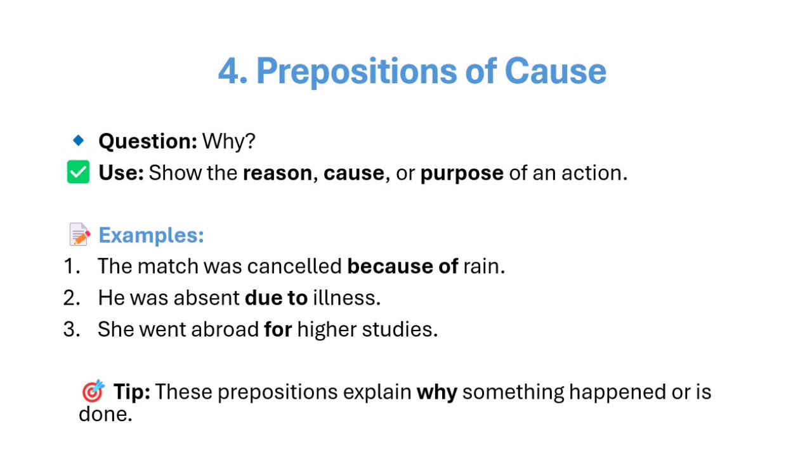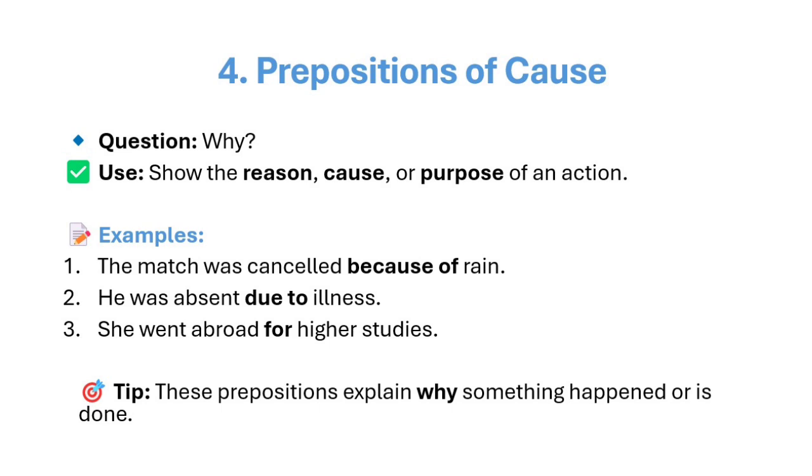Now see the examples. First example, the match was cancelled because of rain. If I ask a question using why to this sentence, I will get the answer. Okay, so what is the question? Why was the match cancelled? What is the answer? Because of rain. Here because of is telling the reason. Okay, that is the reason. It is the preposition of cause, or you can say preposition of reason.